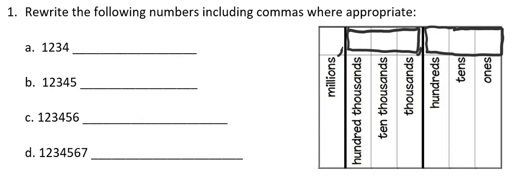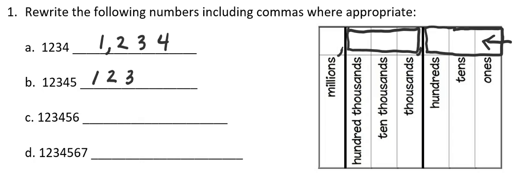For question A, I'm going to start by just writing the numbers themselves. And when we figure out where our commas go, we always start from the right and count over 3. So we have ones, tens, hundreds, comma, then we move into our thousands. And do the same thing for the next one.